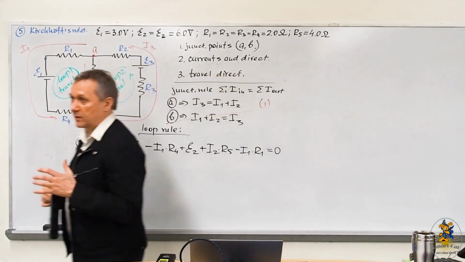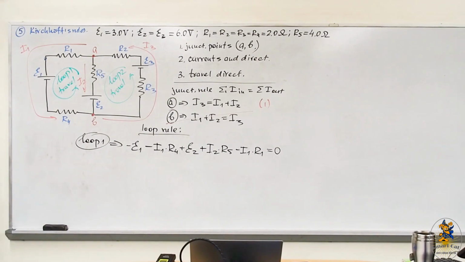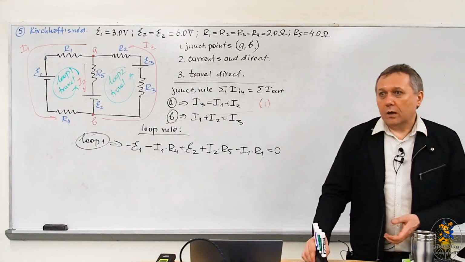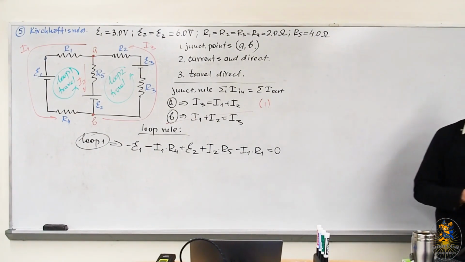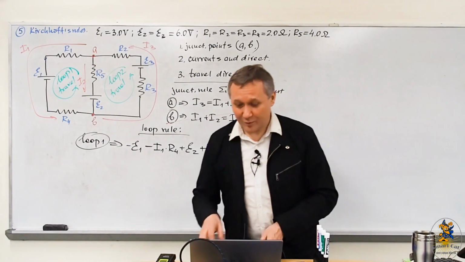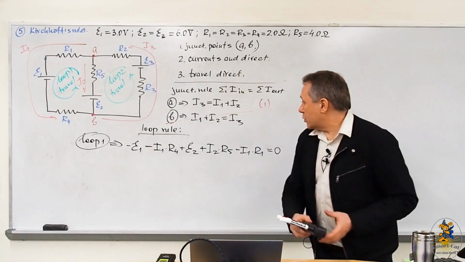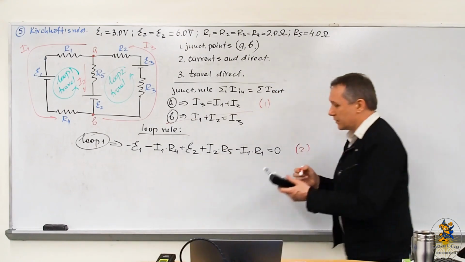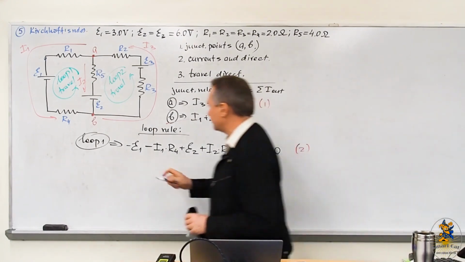Because that's immediately a mistake, basically. We have to follow the rules of the language of mathematics. If it's an equation, it must be an equation. So that's equation number 2. And the last one, loop number 2.